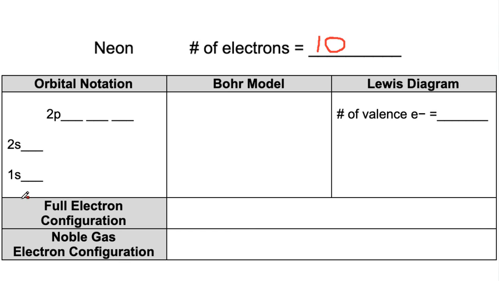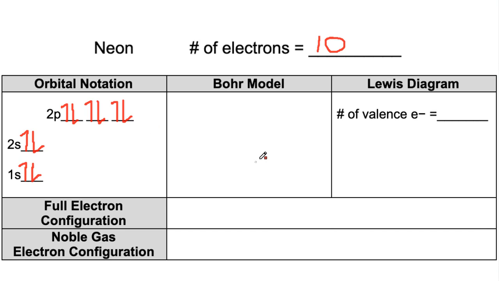Okay, starting from the bottom up. Here we go. Aufbau rule, start at the 1s. 1, 2, 3, 4, 5, 6, 7, 8, 9, 10. Okay, I've added the 10 electrons to the orbital diagram.